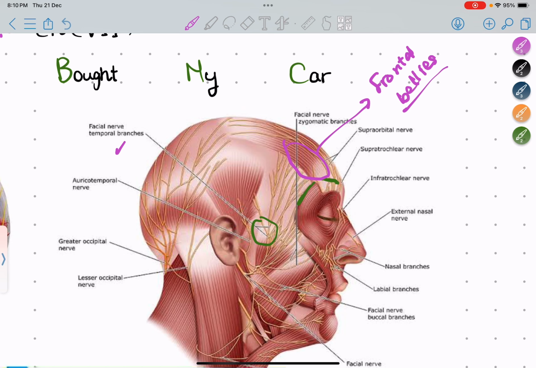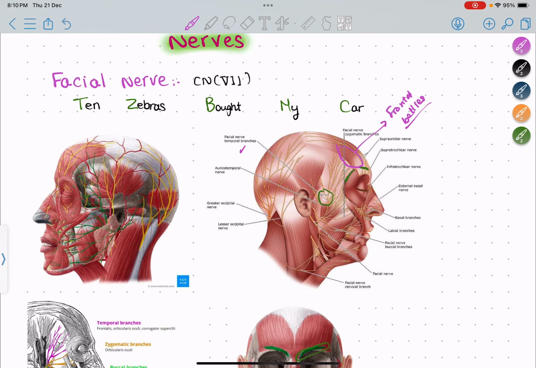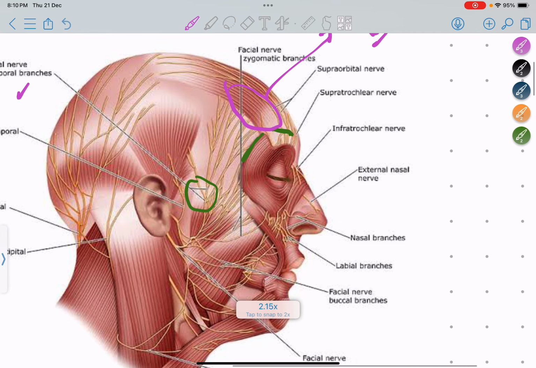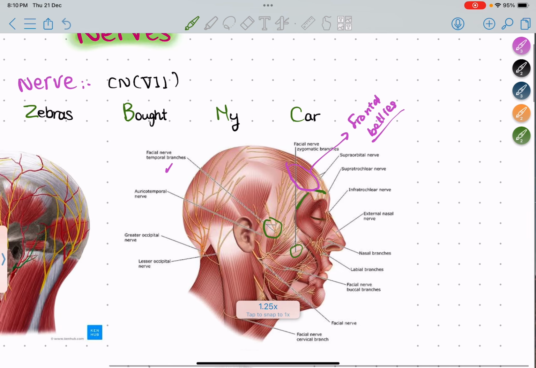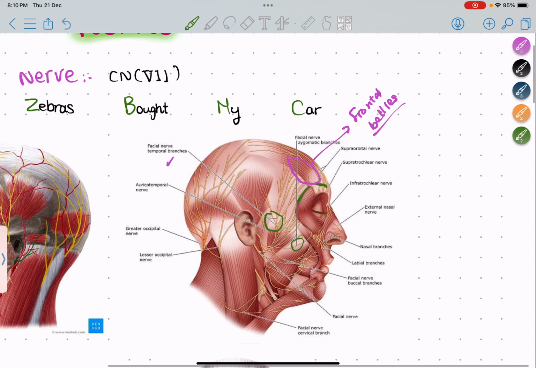What about the Z in zebras? It stands for the zygomatic branch. The zygomatic branch of the facial nerve is over here. This branch is responsible for the nerve supply of the orbicularis oculi beside the temporal branch. So the orbicularis oculi muscle is supplied by the temporal branch and the zygomatic branch of the facial nerve, okay? B here stands for buccal.